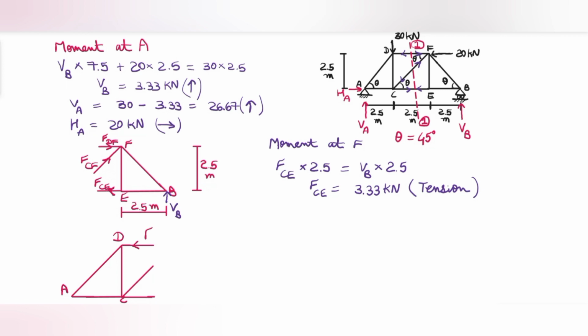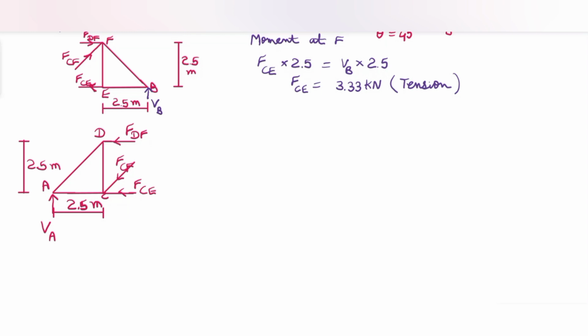Here the force which is acting is FDF, then this one is FCF, and here we have FCE, and also VA is acting. We have taken the left hand side in equilibrium, so I have drawn the left hand side of my section.